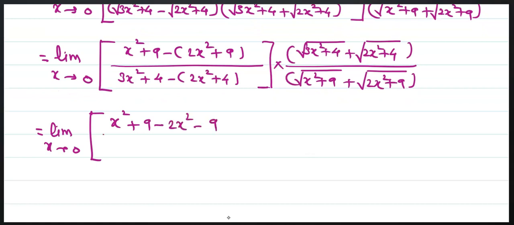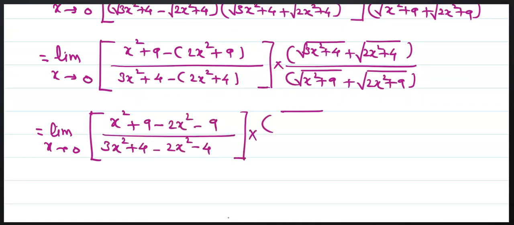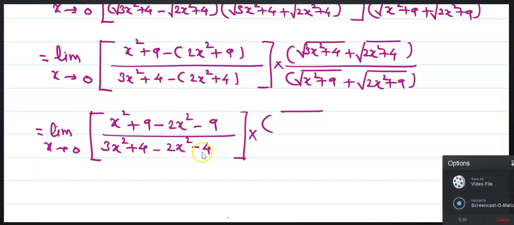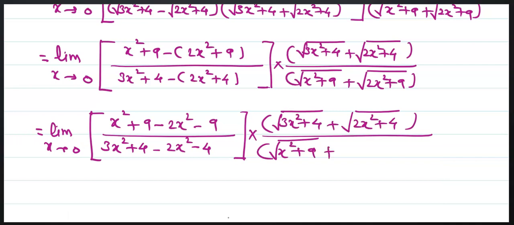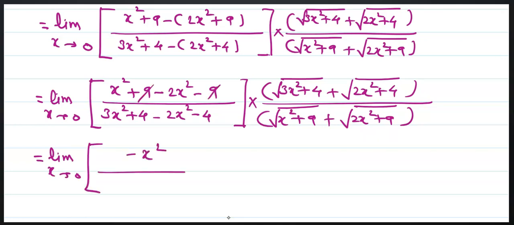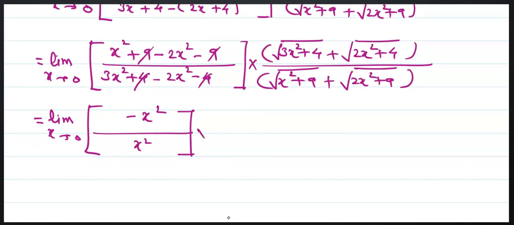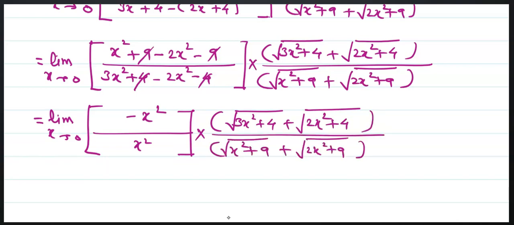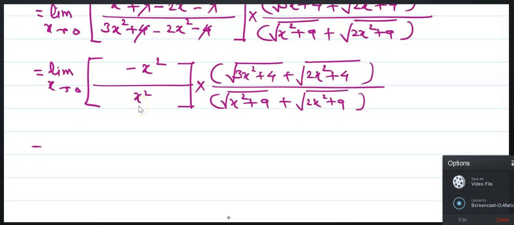X tends to 0, x square plus 9 minus 2x square minus 9. This is the first bracket, 3x square plus 4 minus 2x square minus 4 is the second bracket. Now plus 9 and minus 9 get cancelled, and the remaining plus 4 and minus 4 also get cancelled. Here 3x square minus 2x square gives x square, and the numerator also has minus x square. Therefore, x square will get cancelled. See this step. The next terms are as they are. Therefore, x square upon x square gets cancelled.